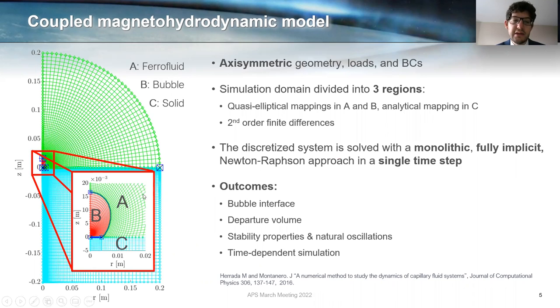We divide the simulation domain in three regions: the fluid domain, the bubble, and the solid substrate. And we use second-order finite differences to solve the full fluid magnetic problem with a monolithic, fully implicit Newton-Raphson approach in a single time step, which makes the method particularly efficient. And also, since it is monolithic, we can solve the fluid and magnetic equations simultaneously. And this has advantages because it allows us to not only compute the bubble equilibrium surface or interface or the departure volume, but also the stability properties and natural frequencies of the system, and of course, time-dependent simulations.